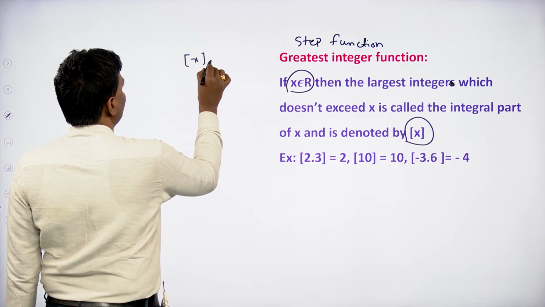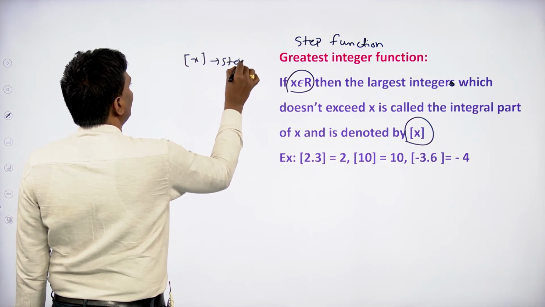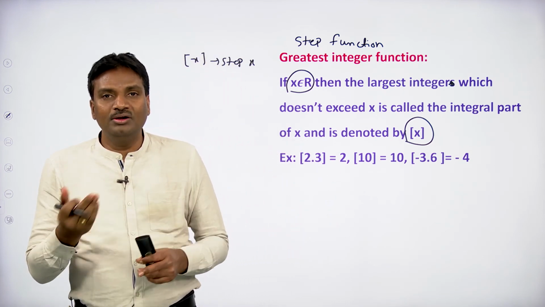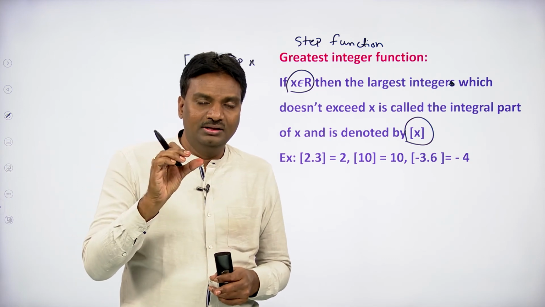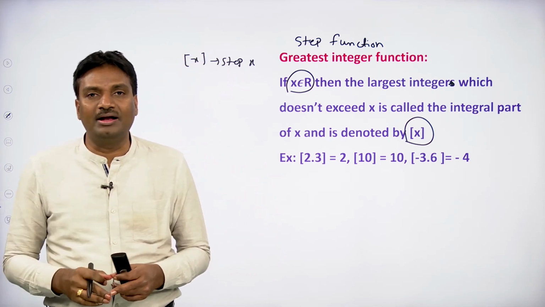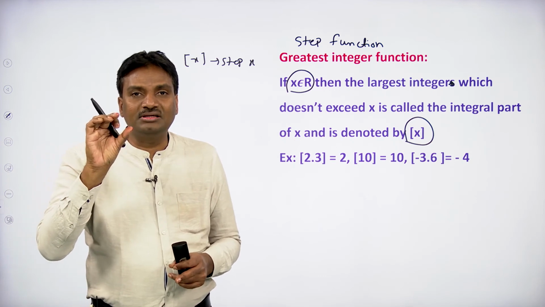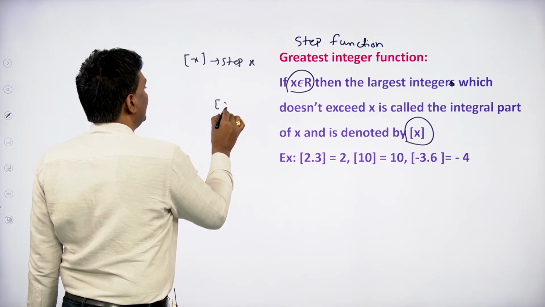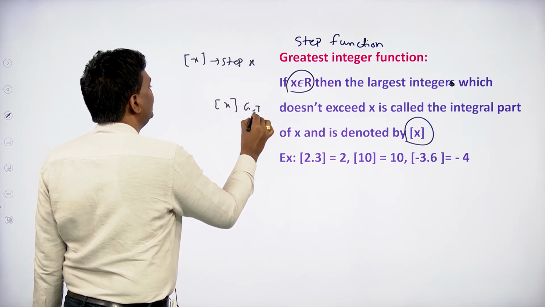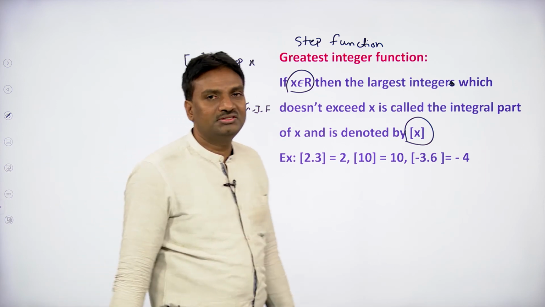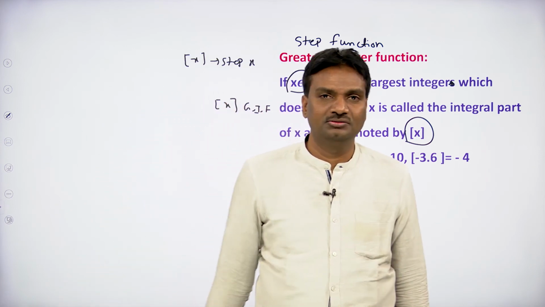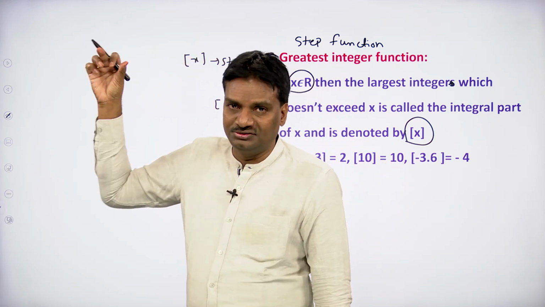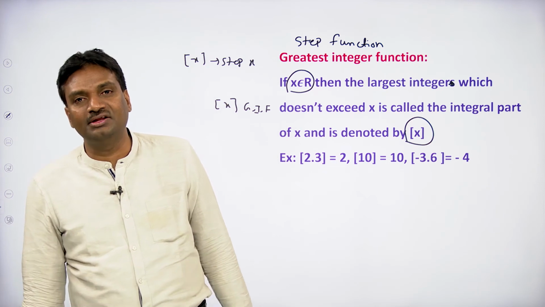So don't consider this as a normal bracket. Sir, how can we know when the given is a step function or just a normal bracket? If the given problem is related to the step function, they clearly mention that step x represents the greatest integer function or largest integer function or step function. If they mention it like this, then only we can say the box x, that step x, is the greatest integer function.